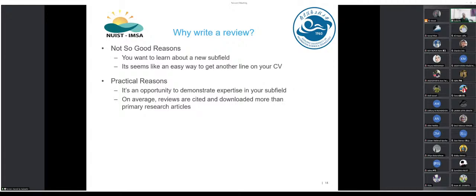On average, reviews are cited and downloaded more than primary research articles. Usually reviews are cited more, downloaded more, read more, because a review paper is an amalgamation of all the knowledge that you have gained in that particular field, which you put in the review paper. That's why people like to read reviews more.